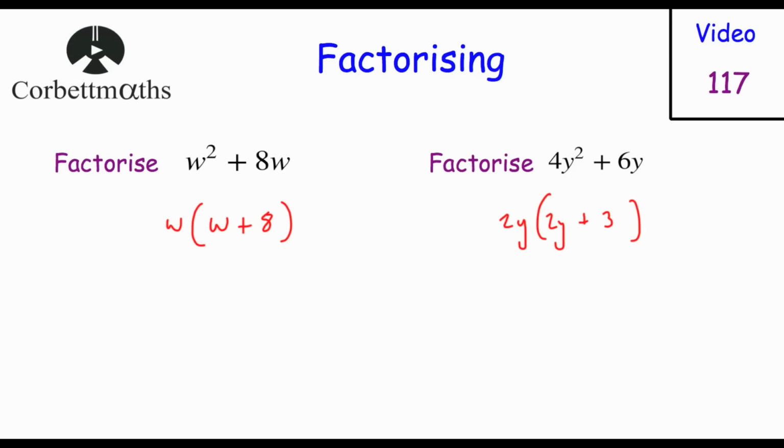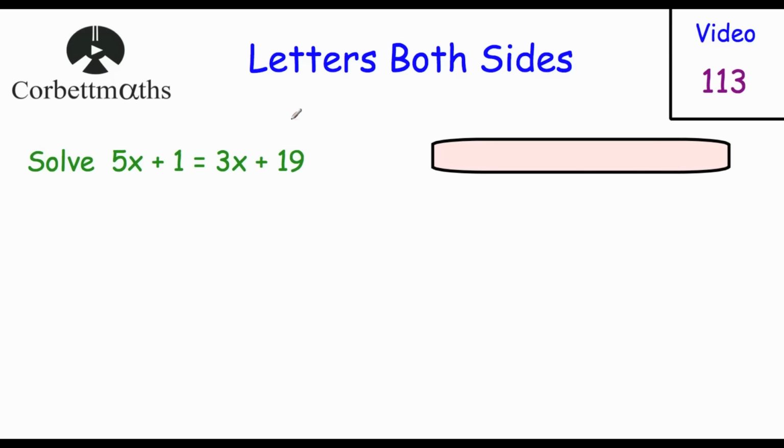Okay, our next topic. We're now going to look at equations, and we're going to deal with equations with letters on both sides. So here's an equation with letters on both sides, and we've got 5x plus 1 equals 3x plus 19. Now, whenever I'm solving equations with letters on both sides, I want to get rid of the lowest number of x's. Now, if you look at this, the lowest number of x's would be the 3x. So I'm going to get rid of this 3x.